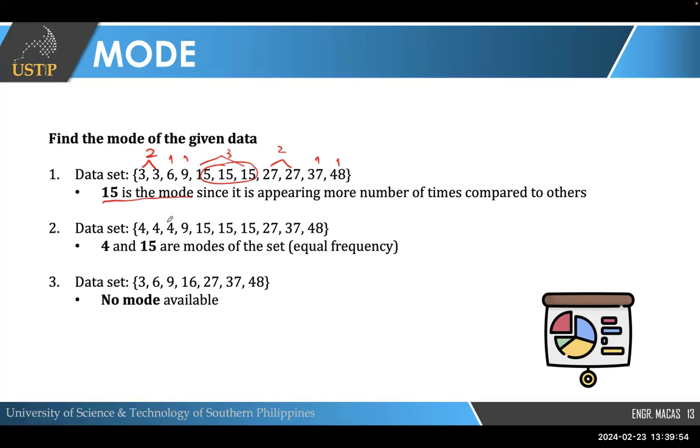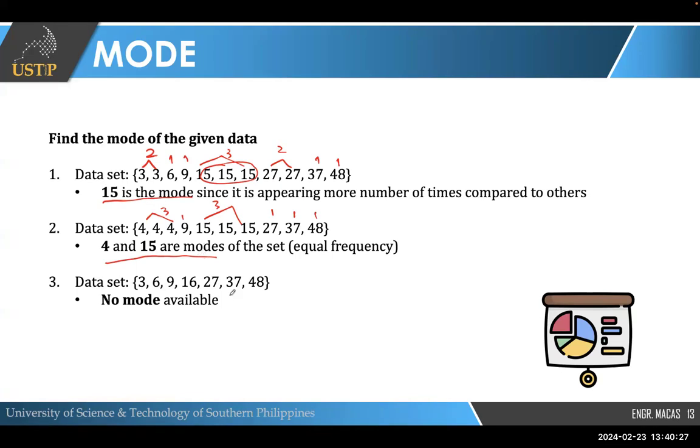Okay. How about the second data set? 4 occurs thrice, 9 occurs once, 15 occurs thrice, 27 once, 37 once, and 48 once. So 4 and 15, both of these observations occur thrice, more frequently than the others, and they have equal frequency. So in this case, you can say that 4 and 15 are modes of the set. So basically, it is not necessary to have only one mode, there can be two. Okay, there can be more than one.